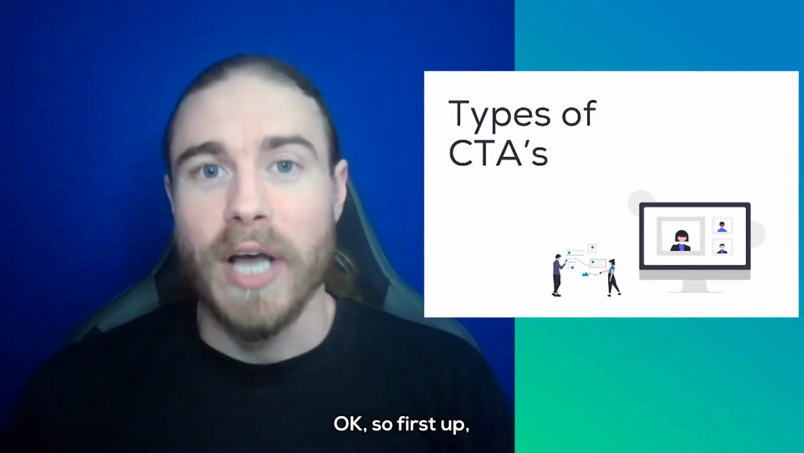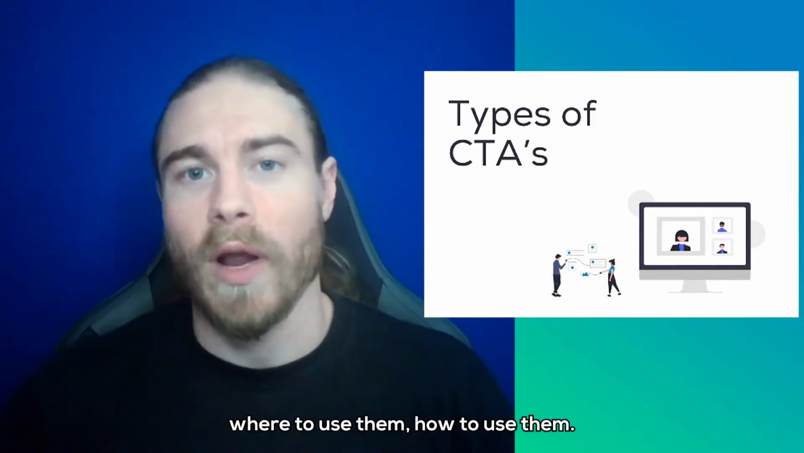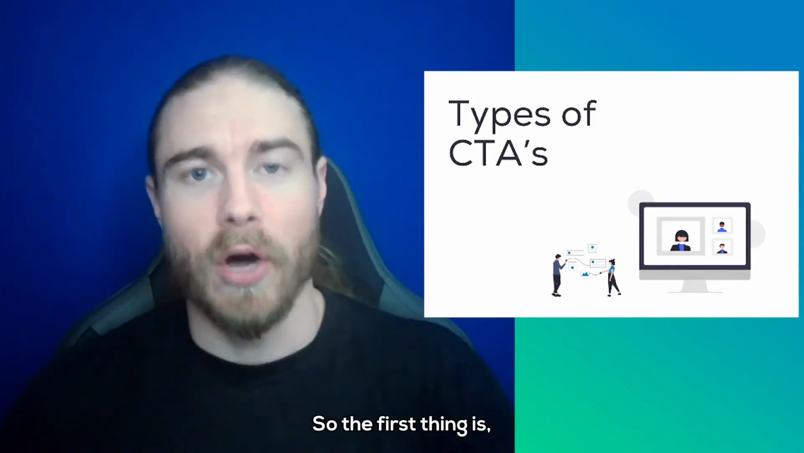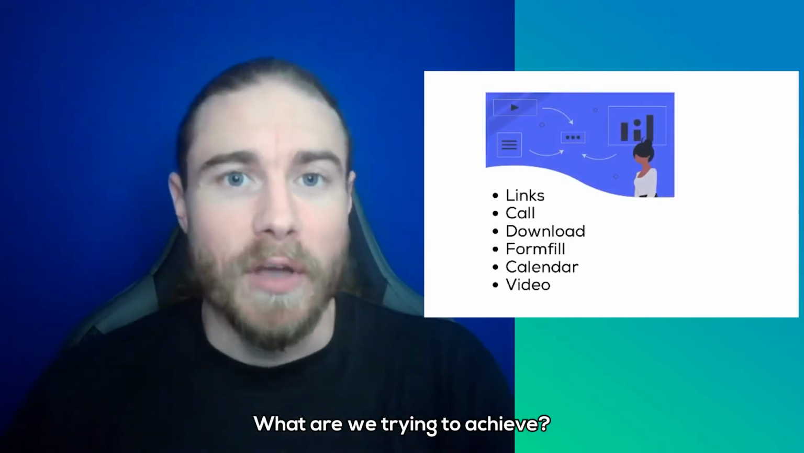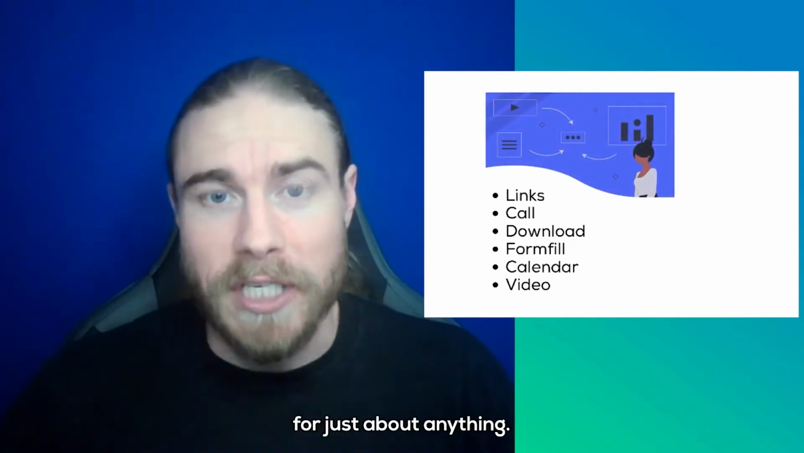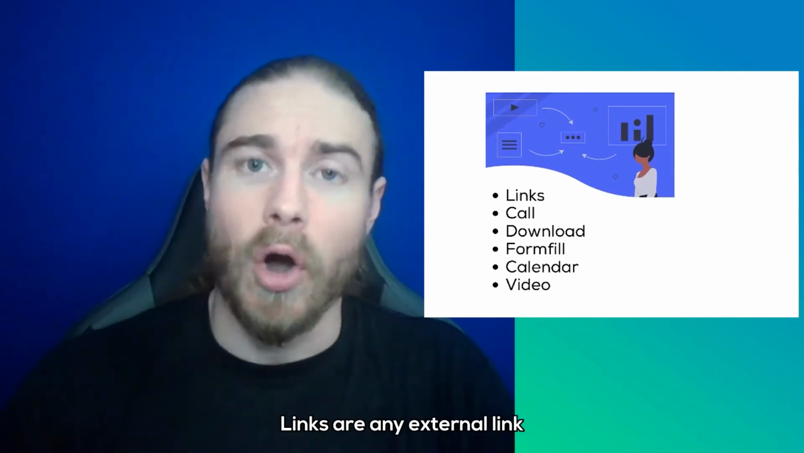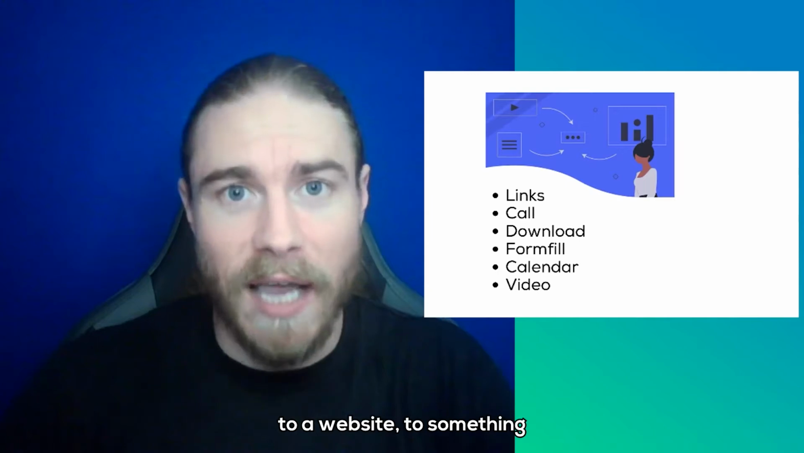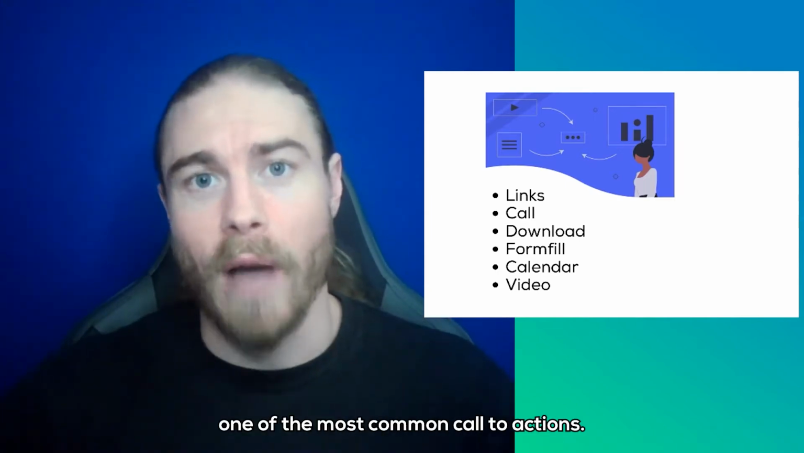Okay, so first up, we have different types of calls to action, when to use them, where to use them, how to use them. So the first thing is, what are our goals? What are we trying to achieve? Because there's a call to action for just about anything you're looking to accomplish. We have links. Links are any external link to a website, to something you are driving them toward. So a link's probably one of the most common call to actions.